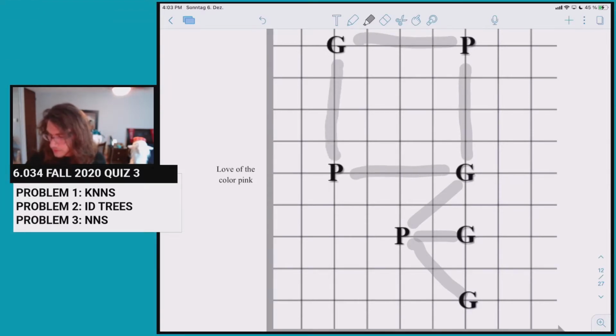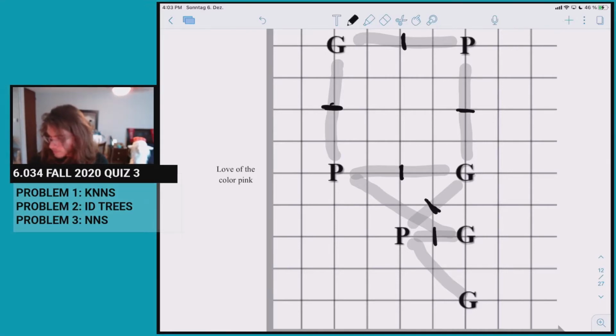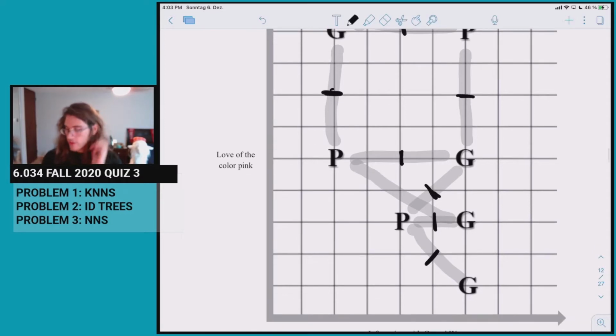I won't highlight absolutely all the points or all the pairs, because I don't want to fill the entire graph with gray highlighting. Now I'll add the perpendicular bisectors in black. Here's one, another one here again. Okay, so we have those. And now I'll just extend all the lines.